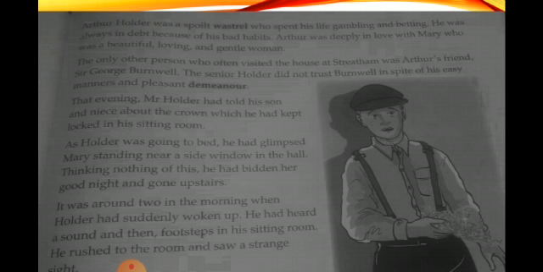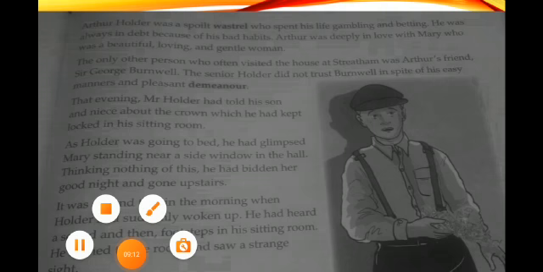That evening Mr. Holder had told his son and niece about the crown which he had kept locked in his sitting room. As Holder was going to bed, he had glimpsed Mary standing near a side window in the hall. Thinking nothing of this, he had bidden her good night and gone upstairs. It was around 2 in the morning when Holder had suddenly woken up. He had heard a sound and then footsteps in his sitting room. He rushed to the room and saw a strange sight.